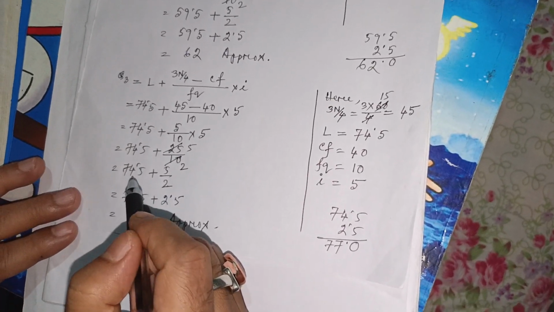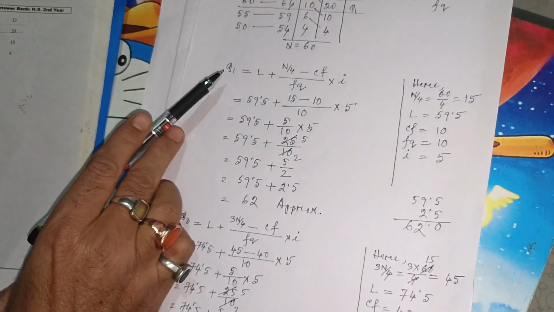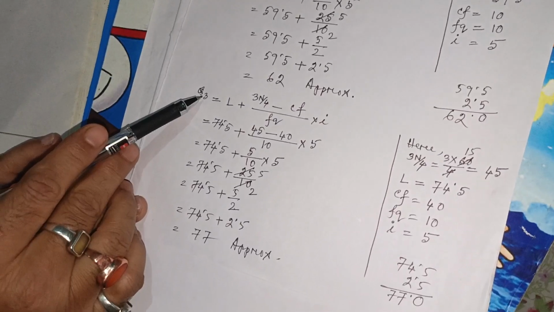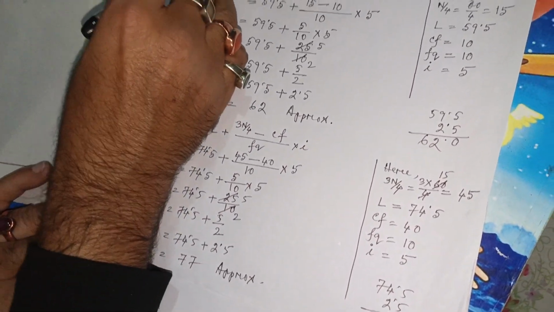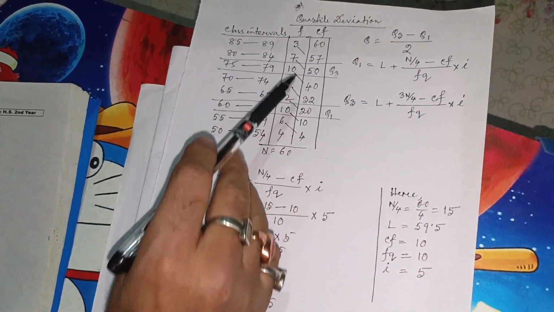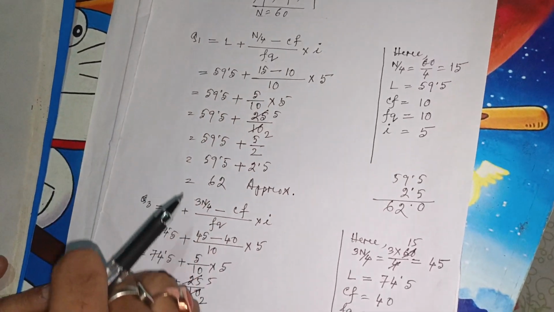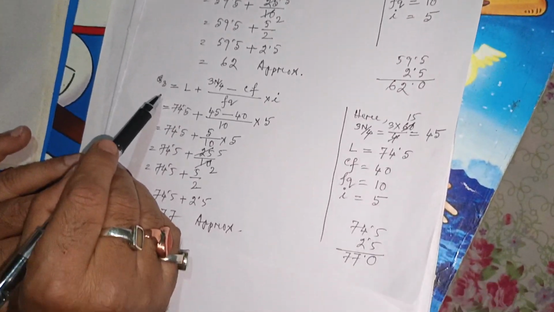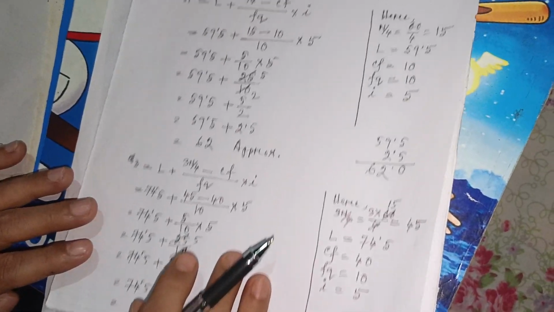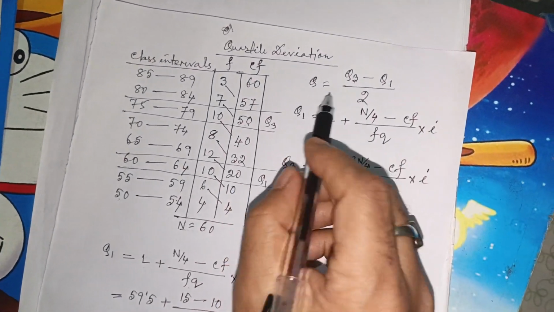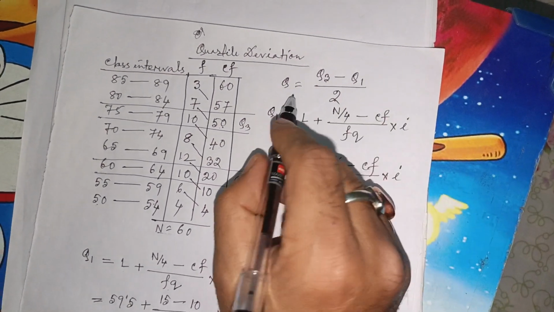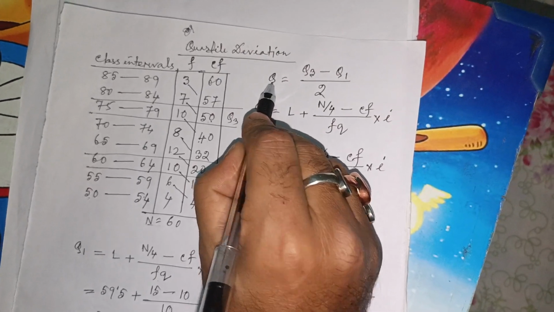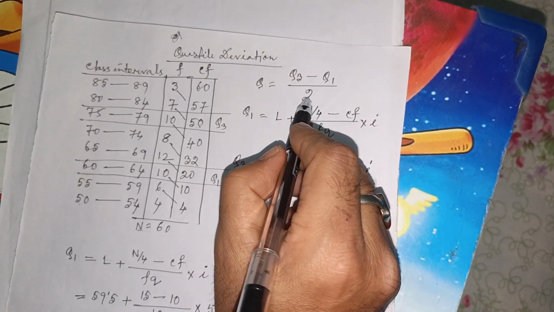Actually, the method is the same. The method of calculating the first quartile and the third quartile is the same. Only the first quartile series and third quartile series differ. But exactly the same process I applied to calculate both. After getting these two, we use the main formula we already wrote: quartile deviation equals Q3 minus Q1 divided by 2.